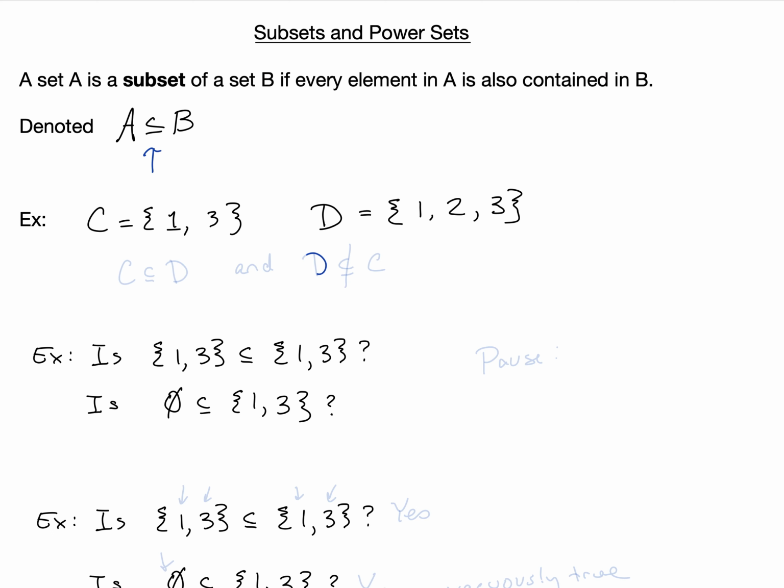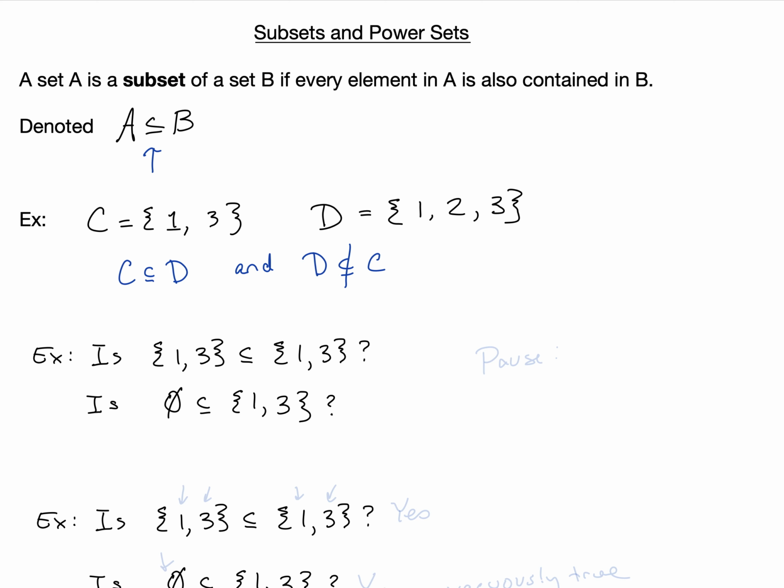So for example, for the two sets, C is the set containing the elements 1 and 3, and D is the set containing the elements 1, 2, and 3. Then it's true that C is a subset of D, and it's also true that D is not a subset of C. So just like with element of and not an element of, we use a slash through the subset sign to show that one set is not a subset of another.